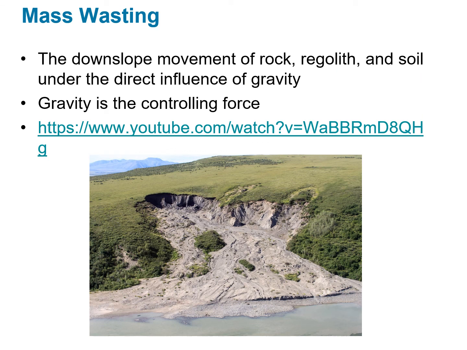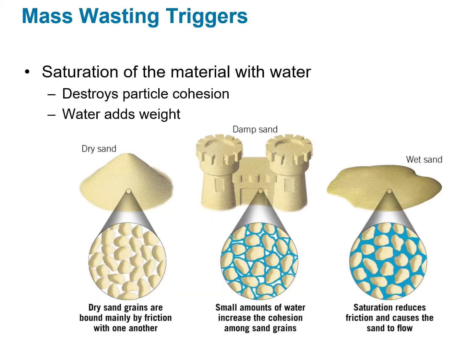Okay, mass wasting is our last topic. This is the downslope movement of rock, regolith, and soil under the influence of gravity. Gravity is essentially the controlling force that will pull this stuff downwards. Please click on that video. It's an amazing mass wasting event. I'll just say it's a lot like, what is that, Final Destination type stuff. Enjoy it. It's pretty cool.